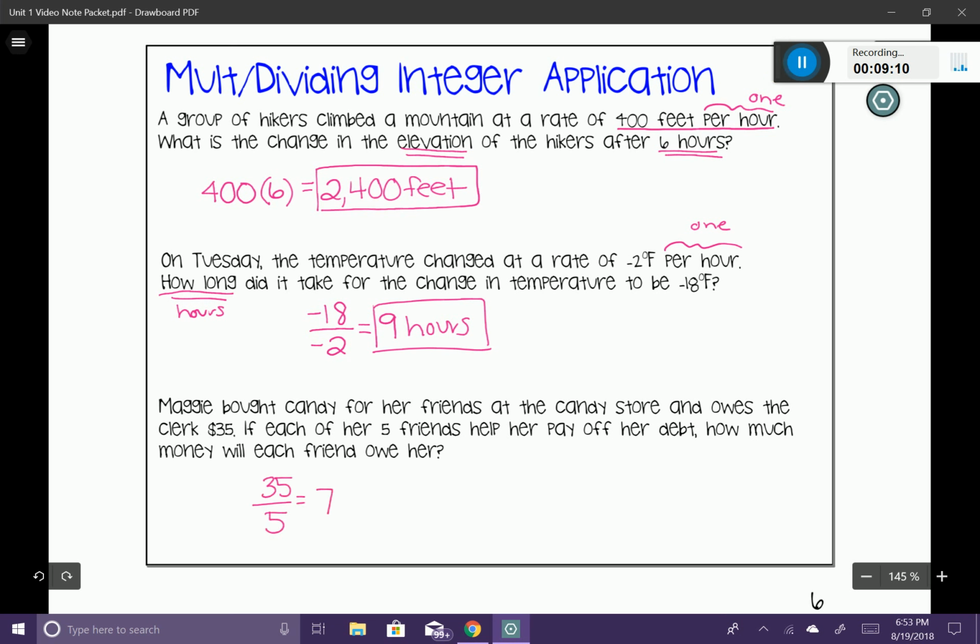So the question is, how much money will each friend owe her? Well, $7. Notice how it says Maggie bought candy for her friends. It doesn't include Maggie in this problem. Otherwise, we would have to divide 35 by 6. But the question wasn't very clear. Well, it kind of was clear. It just said that she bought candy just for her friends. So her friends were the ones that are going to pay for the candy. All right, so $7 is our final answer.